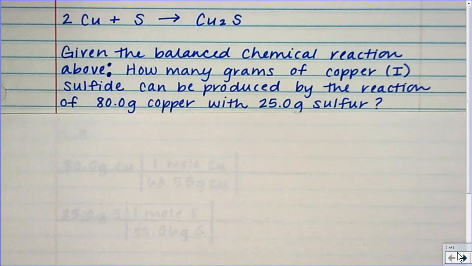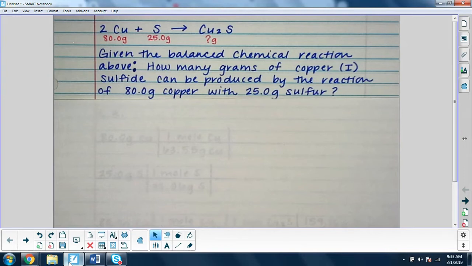It says, given the balanced chemical reaction above, how many grams of copper(I) sulfide can be produced by the reaction of 80.0 grams of copper with 25.0 grams of sulfur. So I'm going to write a few visual cues underneath my balanced chemical reaction to show this information. So now in pink you can see how I wrote down how much of each reactant I have, and then I put a question mark for grams underneath the product that we want to find out. When we're given the amount in grams or even in moles of our reactants, we have to figure out which one's going to limit our reaction first.